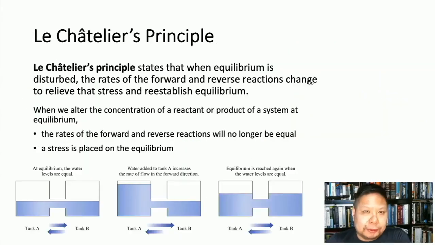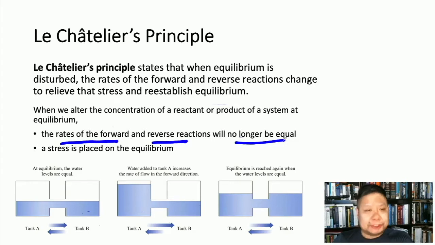So acid-base equilibrium leads us to talking about Le Chatelier's principle. Le Chatelier's principle states that when an equilibrium is disturbed, the rates of the forward reaction and the reverse reaction will change to relieve that stress and reestablish equilibrium, right? So one of the ways that we can actually alter the equilibrium or disturb a reaction is by changing the concentrations of either the products or the reactants, right? So when that happens, the rate of the forward reaction and the reverse reaction will no longer be equal.